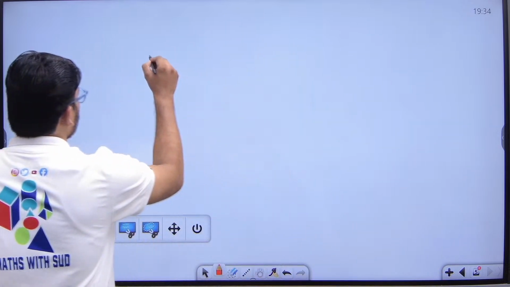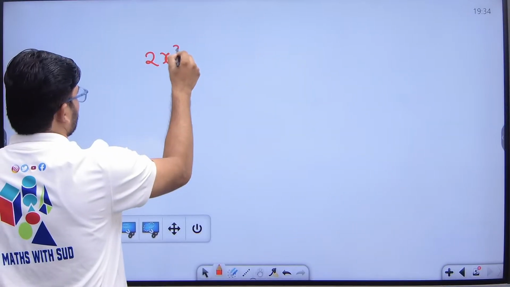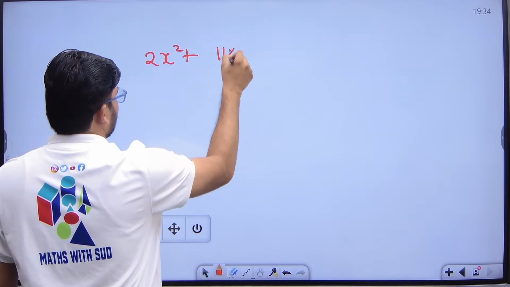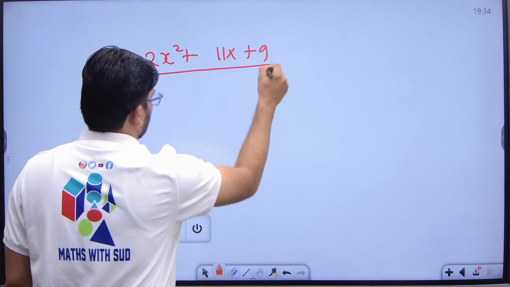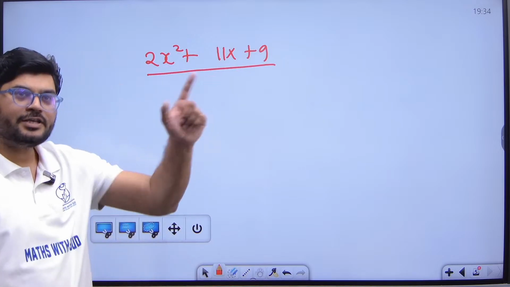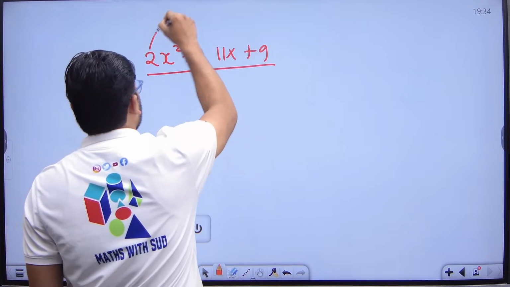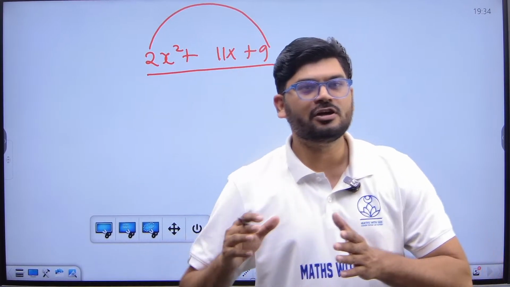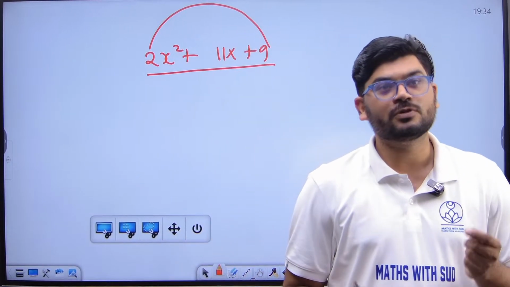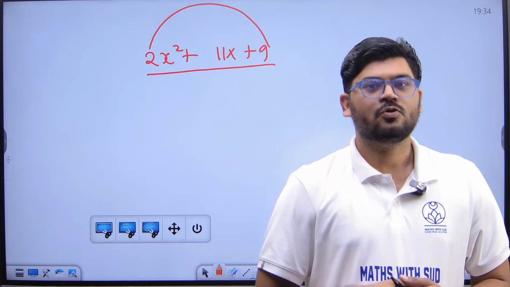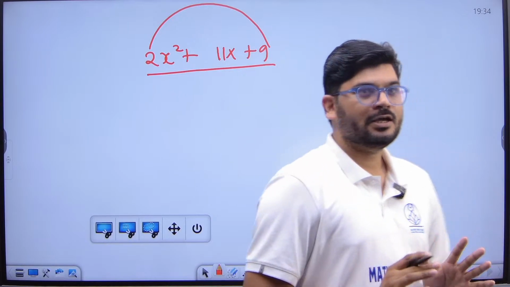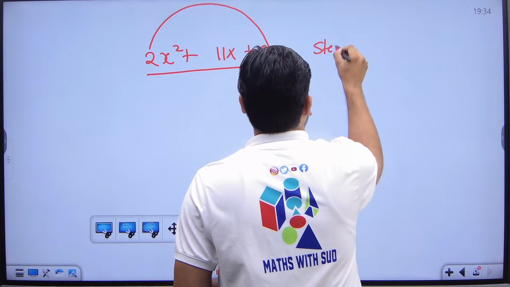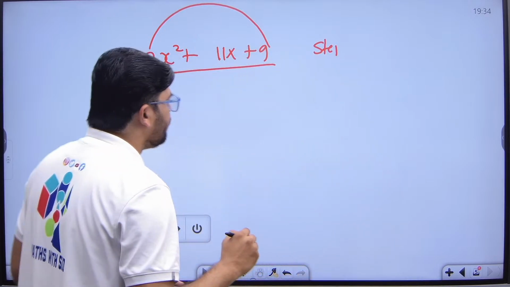So that means whenever you get a quadratic equation like this, 2x square, suppose, plus 11x plus 9, the first thing that you have to do is multiply these two numbers. The coefficient of x square will be multiplied by the constant, so that you get ABCD. First step 1. Okay, now I am going to tell you the general form of the quadratic equation.